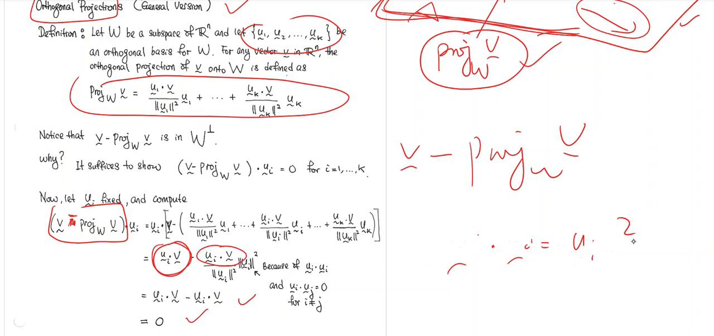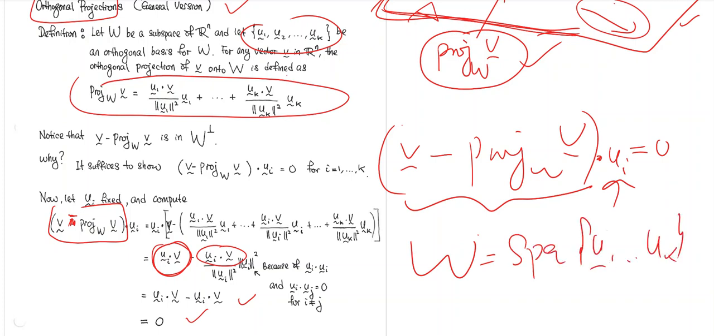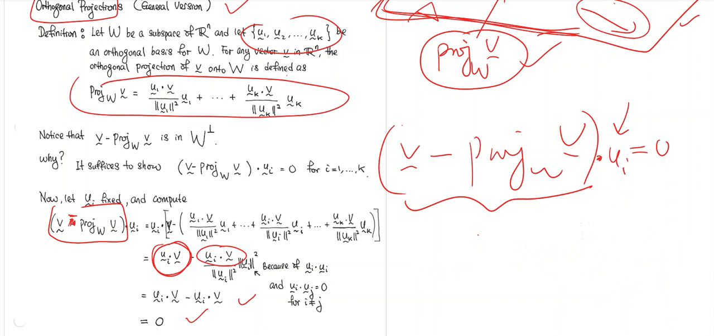So in fact, this term here dot U1, for example, will be 0. Dot U2, for example, will be 0. Dot U3 will be 0. All the way to Uk, you take a dot product, it will be 0. So this term here has a dot product of 0 with everything in W. W is the span of U1 all the way to Uk. Why is W the span of all this? Because this is a basis, and one of the definitions of a basis is that it has to span the space. And then you can see that the dot product between this vector and all these vectors in the basis is 0. So immediately this gives you that this particular vector here is in W perp.